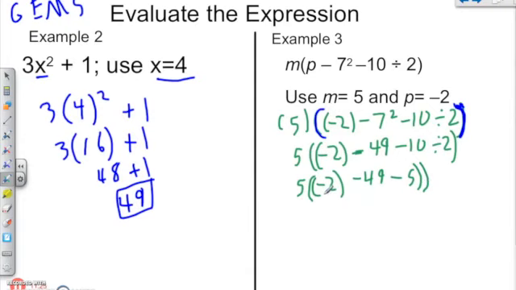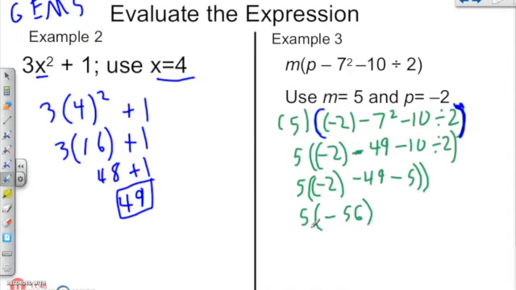We can now move on to subtraction and addition within the grouping. That 5 still has to stay out there because we're still not done with our initial grouping. But we're going to have negative 2 minus 49 minus 5. And that's going to give us negative 56.